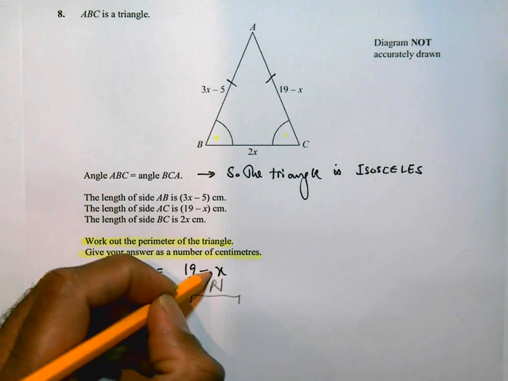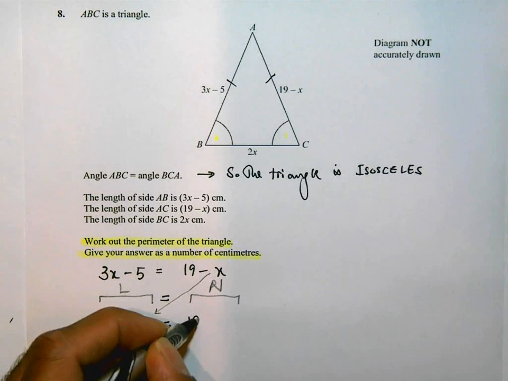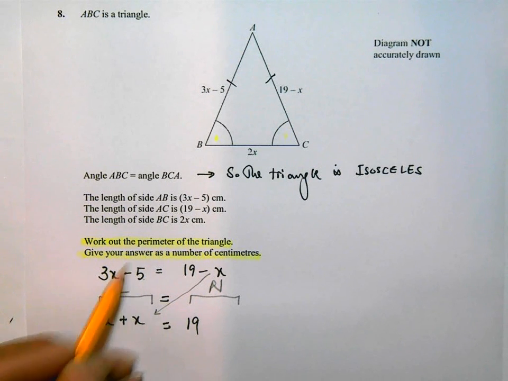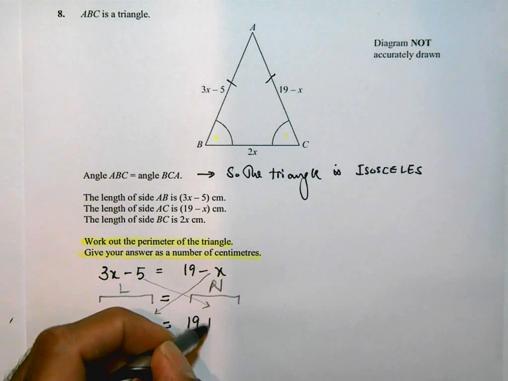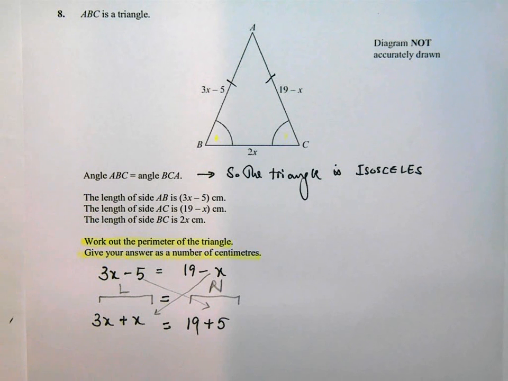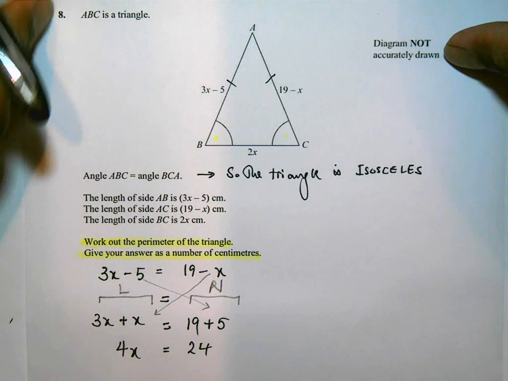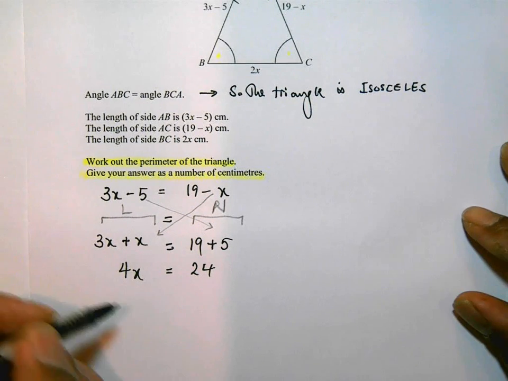19 is going to stay put because it's on the side where I want all the numbers, and this minus 5, which is a number on its own, needs to come across, and when it comes across, it's going to become positive 5. Now I'm pretty close to the end because I just need to sort this out. 3x plus x is 4x. 19 plus 5 is 24. If I just move this up so you can see the rest of my workings, 4x is equal to 24. So to work out x, I'm going to need to divide by 4. 24 divided by 4 is 6. So x is equal to 6.